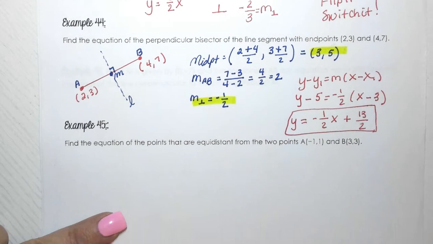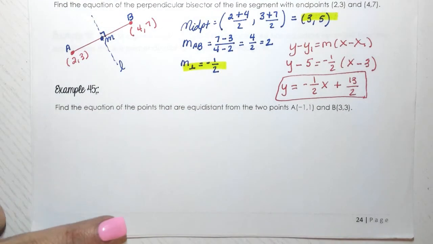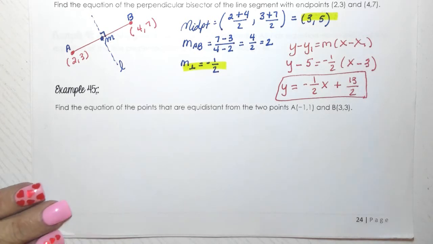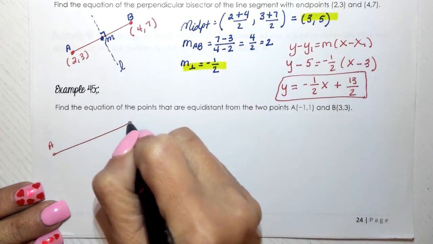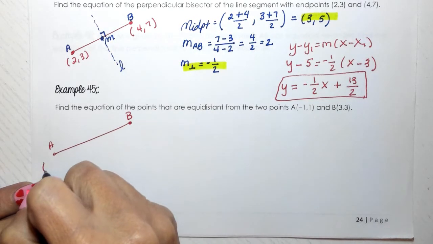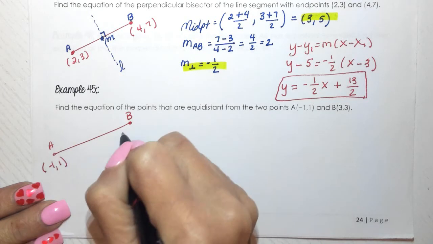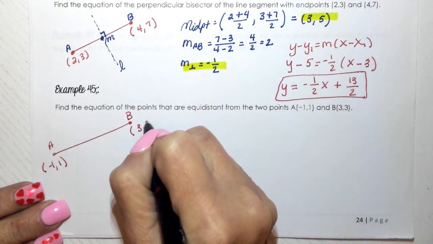So let's go to example 45. Find the equation of the points that are equidistant from the 2 points. Well, if they're equidistant, we need to find the midpoint. So here we go. I've got A right here, I've got B right here. A is at -1, 1, and B is at 3, 3.